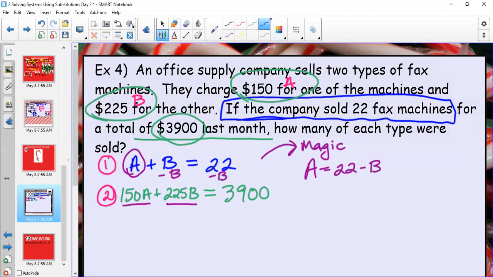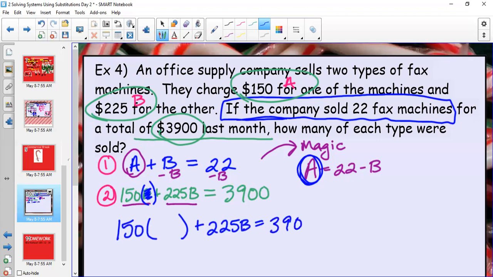All right, so now that I have my magic, I have my letter that's all by itself, A. I have to go down to the other equation, cancel it out, put parentheses there, and again, we copy down that other equation and just leave in the parentheses, because our next step is to fill in those parentheses with our magic equation. Well, instead of A, I know that A equals 22 minus B.